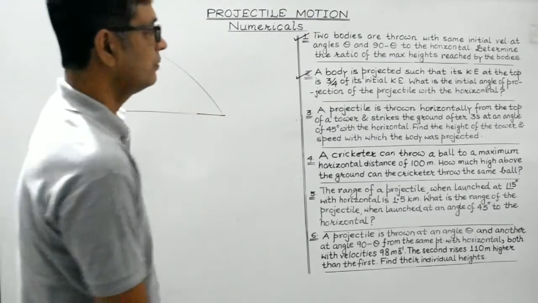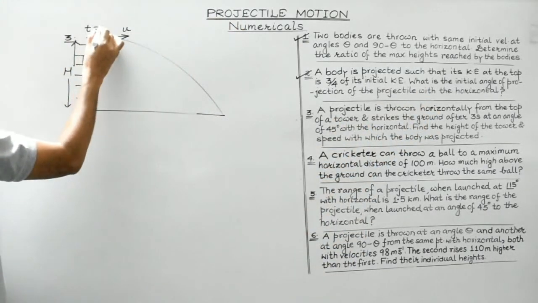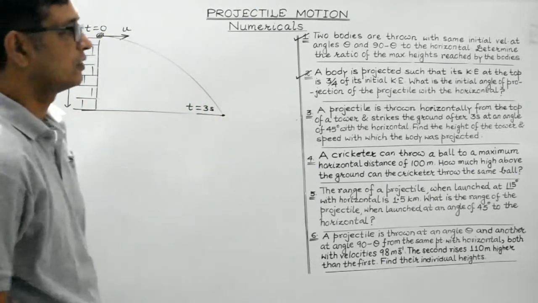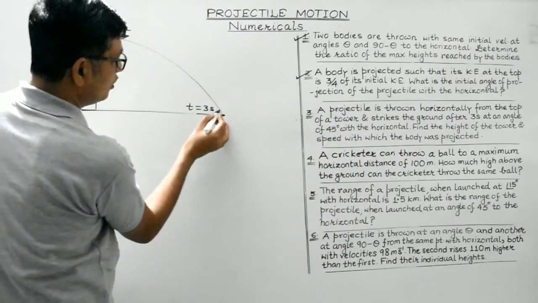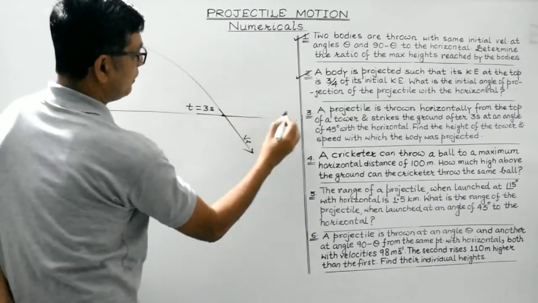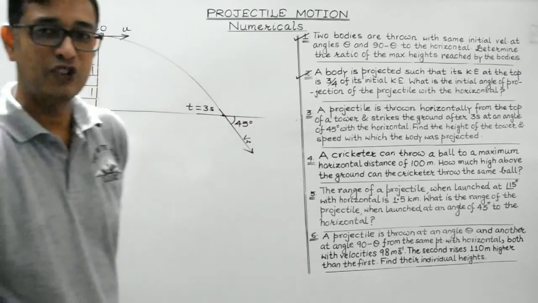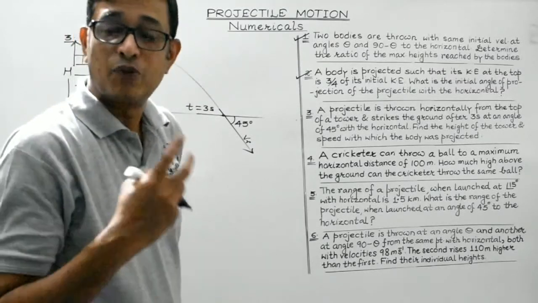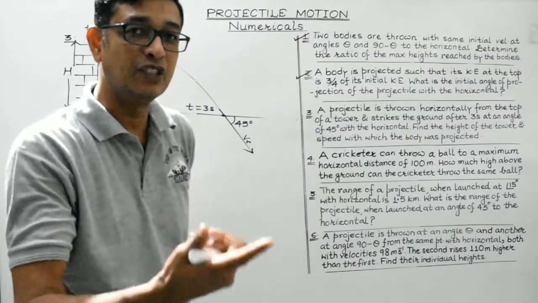And what else is given? Strikes the ground after 3 seconds. That's the time of flight. So if it is t equals 0, so at this point it will be t equals 3 seconds, right? And it strikes the ground at an angle of 45 degree with the horizontal. So here, this is the resultant velocity. And it is making an angle of 45 degree with the horizontal. Clear, students?